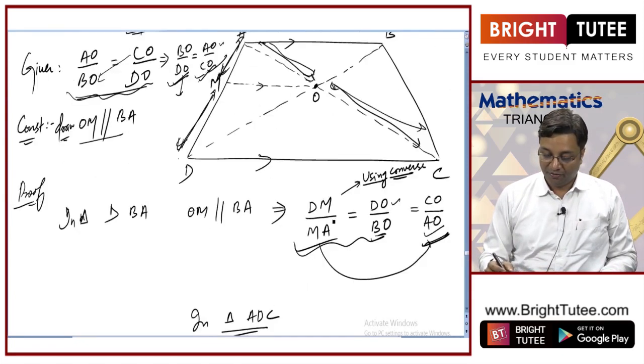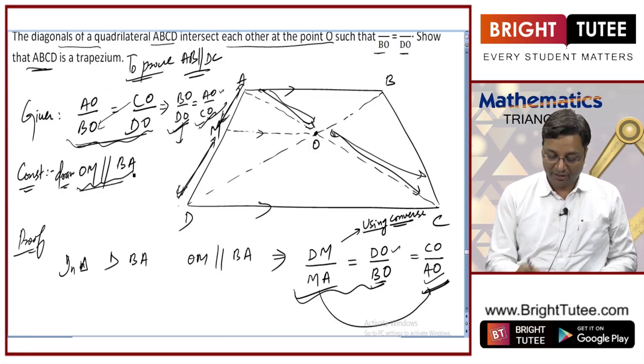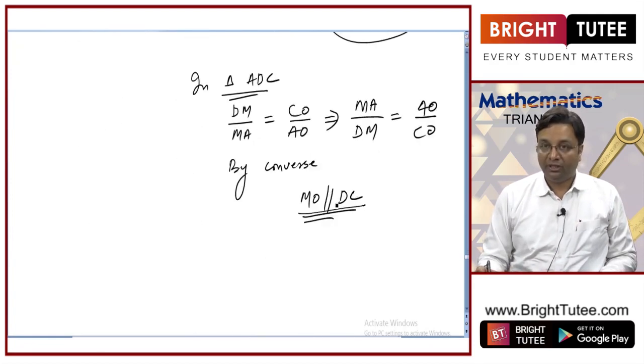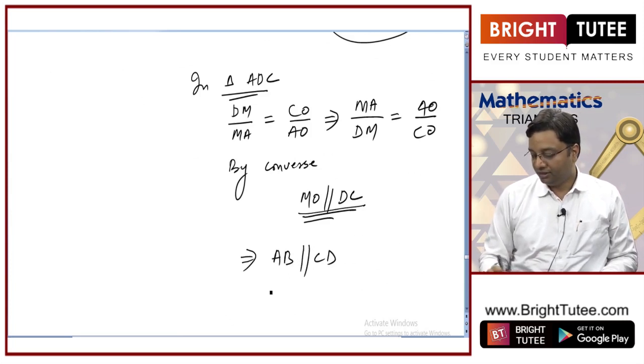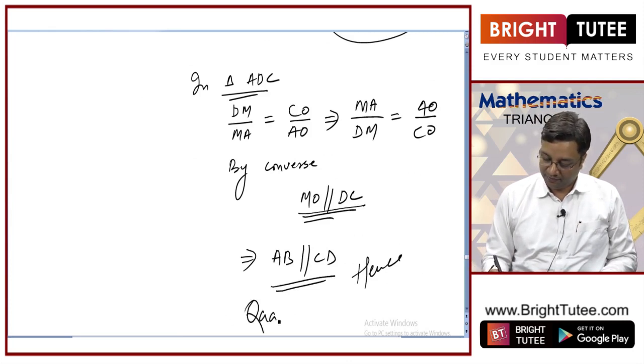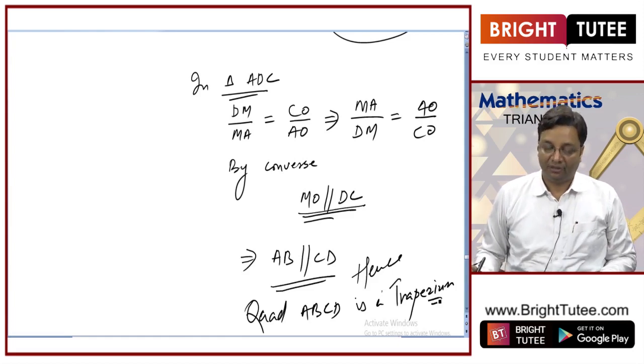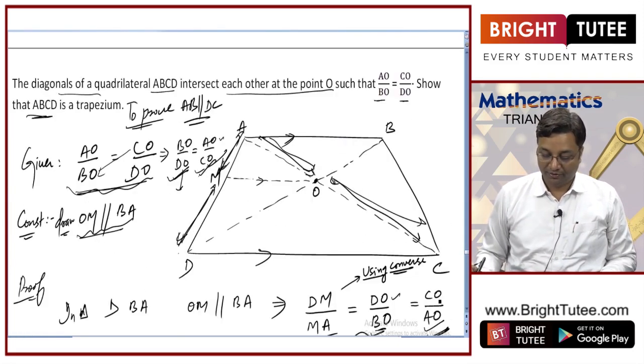Now, we started with the assumption, or we constructed OM parallel to BA. Now we have proved that it is parallel to DC, so we can say AB is parallel to CD. Hence, quadrilateral ABCD is a trapezium. Right. So, this is how we will prove it using converse of BPT.